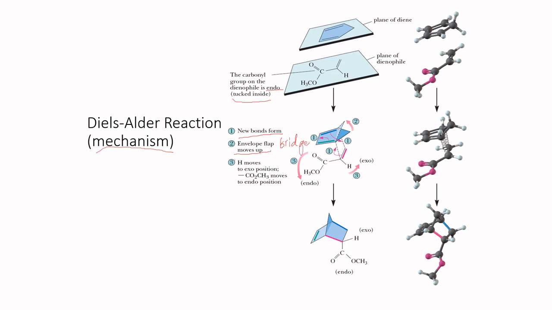And then after that, the hydrogen now moves to the exo position, and the next substituent moves to the endo position, meaning this will go up and this will go down. So what happens? You will get a product with hydrogen in the exo position, and the ester part will go into the endo position.